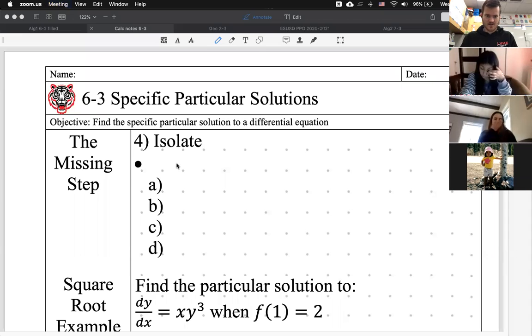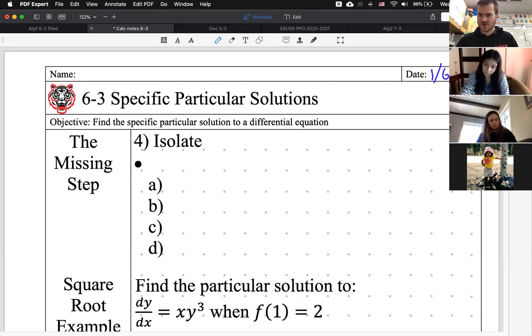All right, AP Calculus. This is the optional lesson 6-3. I'm anticipating that maybe one or two of us are going to be actually doing this on my test or on the AP test, but I'm hoping that you're only doing this if you have extra time. Today's date is January 6, 2021.